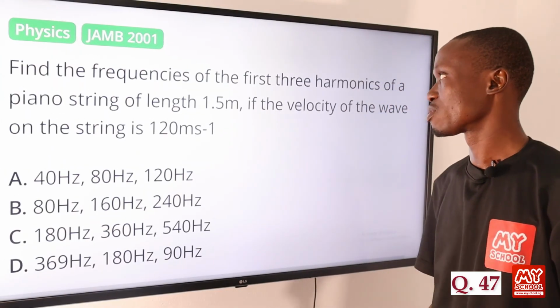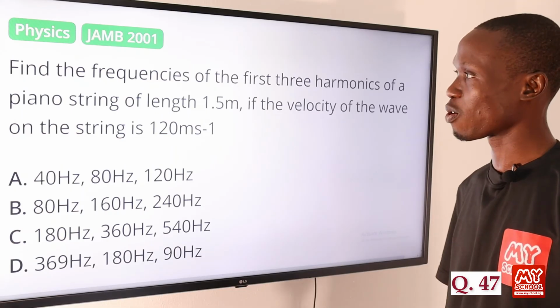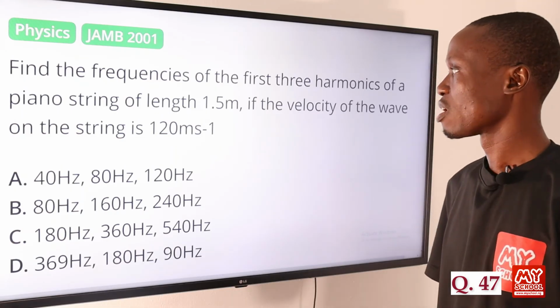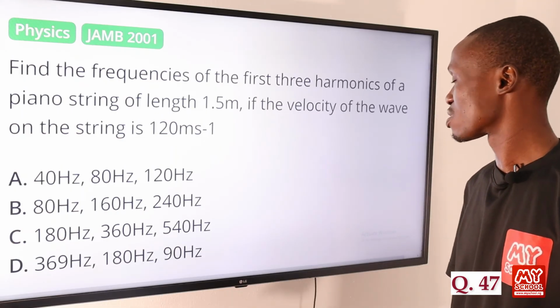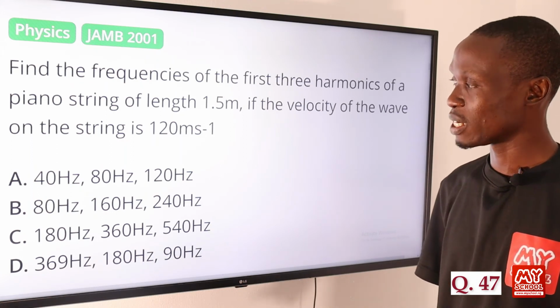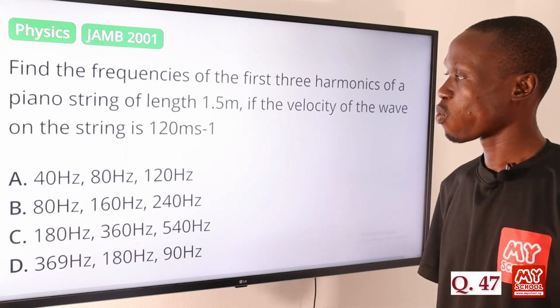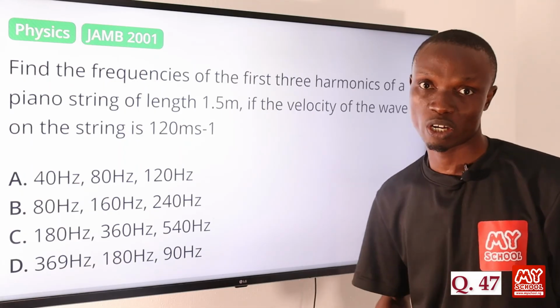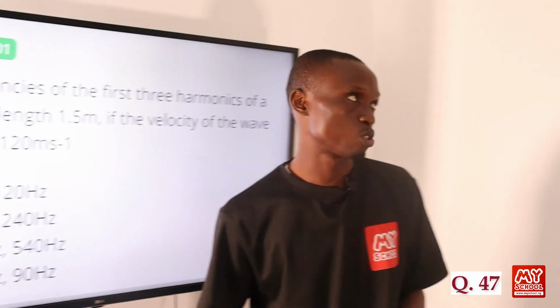Question 47. Find the frequencies of the first harmonics of a piano string of length 1.5 meter if the velocity of the wave on the string is 120 meter per second. So let's move over to the board to solve this question.